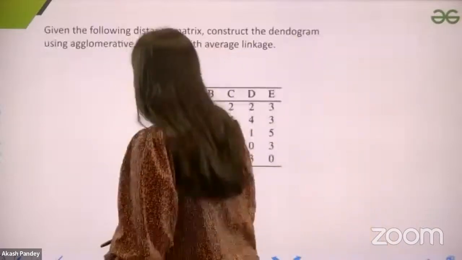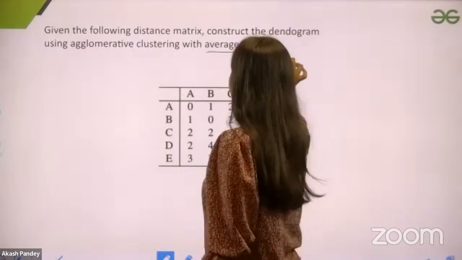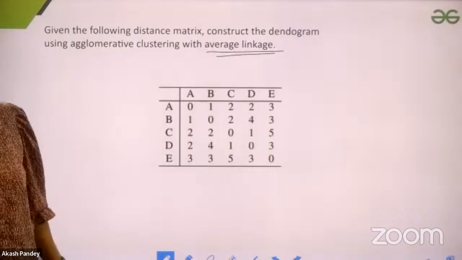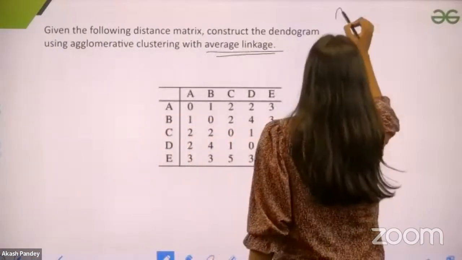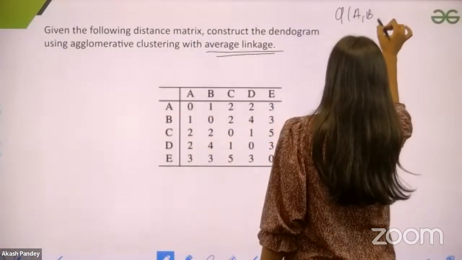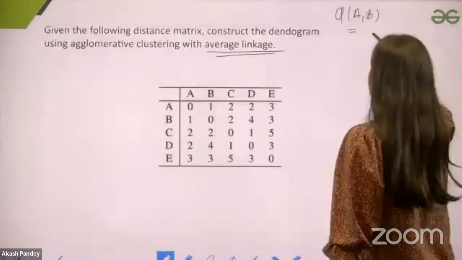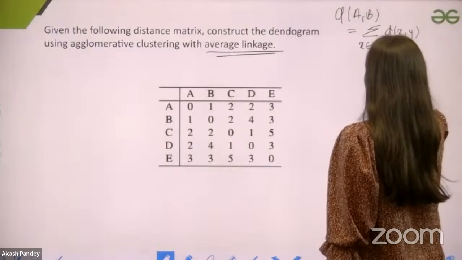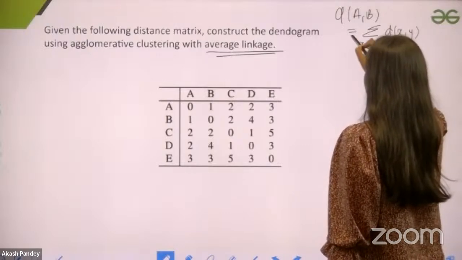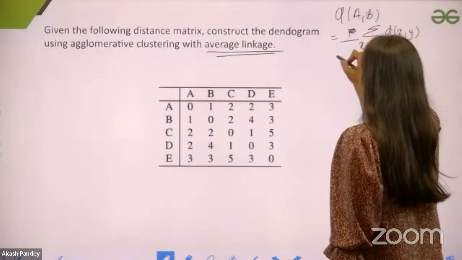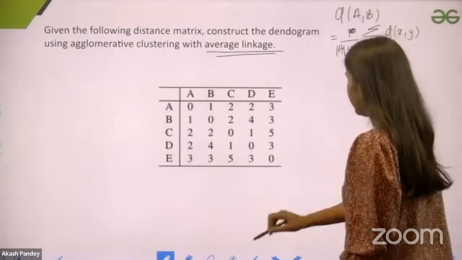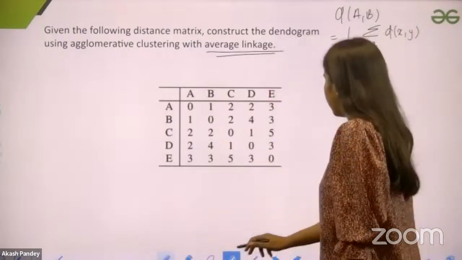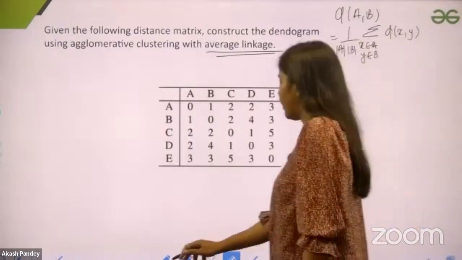The next question is using average linkage clustering, agglomerative clustering. Just try to solve it, and let me tell you the distance formula for average linkage. D of AB, where A and B are two clusters, is 1 upon cardinality of A times cardinality of B, multiplied by the summation of d(x,y), x belongs to A, y belongs to B. That means the number of points in cluster A and the number of points in cluster B. So this is the distance between two clusters in average linkage.